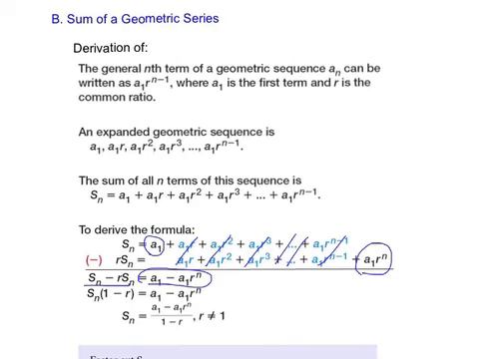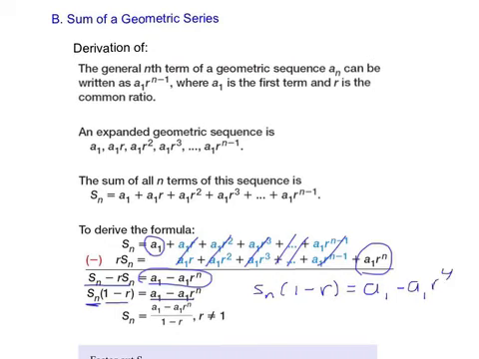Now, we're going to simplify this a little bit further. Okay, we're going to start by factoring out an s sub n. If I factor out an s sub n, then I'm left with 1 minus r. Now, remember that that is equal to this right here. Let me just rewrite it: I have s sub n times 1 minus r, and that is equal to a sub 1 minus a sub 1 times r to the n power.